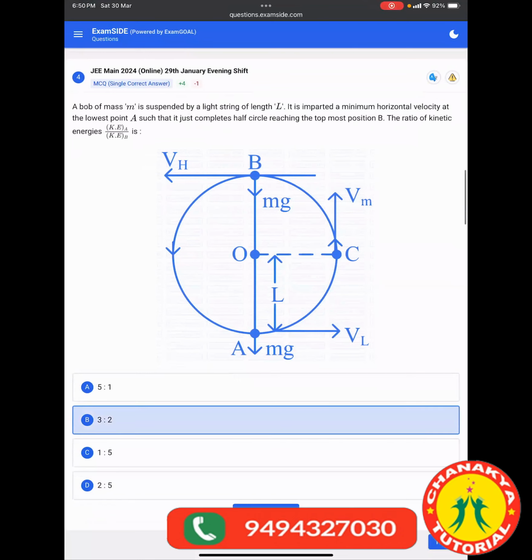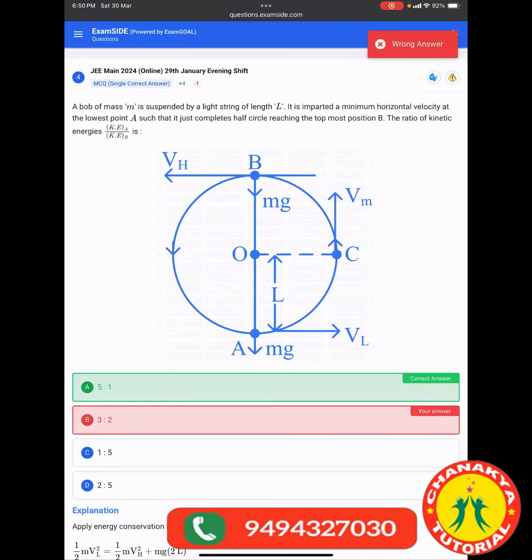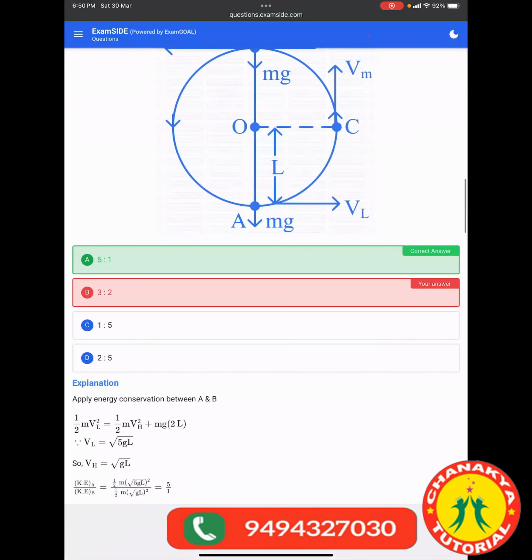Let us see what explanation they have given. Apply energy conservation between A and B: half m v L square at the lowest point is equal to half m v H square plus mg into 2L. VL is equal to root 5 gL.